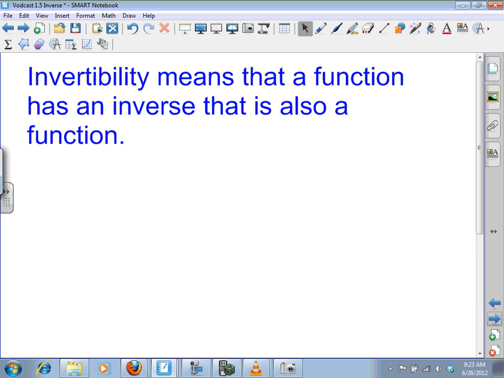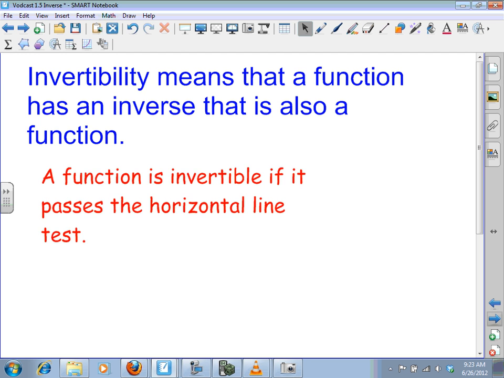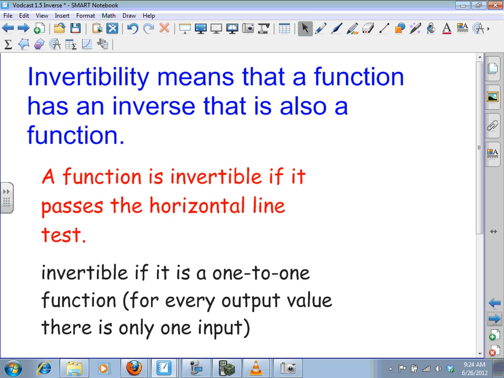Invertibility. If a function is invertible, it means that its inverse is also a function. Here are a couple of other ways of describing that, or these are synonymous terms. A function is invertible if it passes the horizontal line test. I'll show you what that means when we look at graphs. And if a function is invertible, it is a one-to-one function. You know that for a function, for every input there's exactly one output, and one-to-one would mean for every output there's exactly one input, which isn't true of all functions, but it is true of invertible functions.